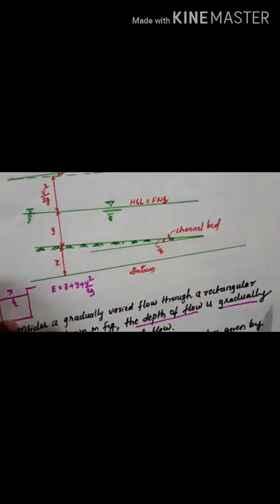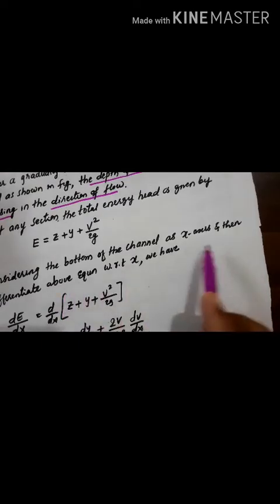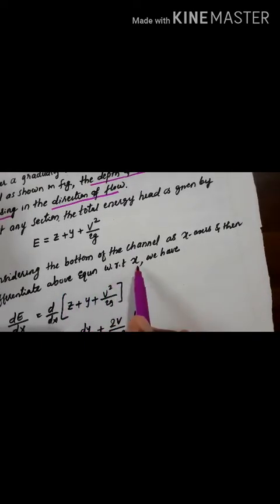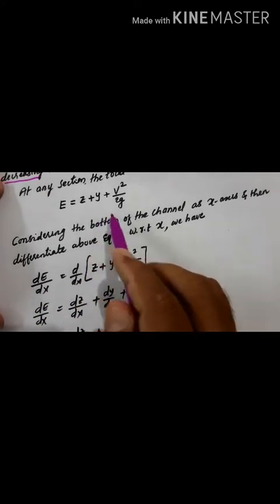Then considering the bottom of the channel as the x-axis, differentiate the above equation with respect to x. What we get? dE by dx is equal to d by dx of Z plus Y plus V square by 2g. We have to differentiate this with respect to x.